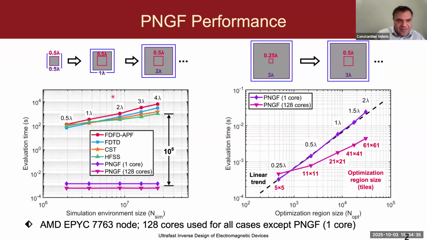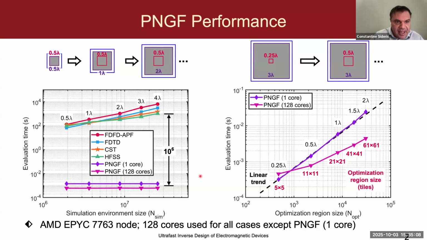So here we have the results. On the left, we have the experiment where we're growing the substrate size. So basically, we're growing the simulation size, but we're just keeping the optimization region to half a wavelength by half a wavelength. And we have a number of commercial as well as homebrewed full wave solvers here. You can see that the evaluation time for the tile flip increases pretty substantially as we grow the simulation size, despite the optimization region size staying constant. Whereas with the PNGF method, it stays completely flat, as we expect, no changes.